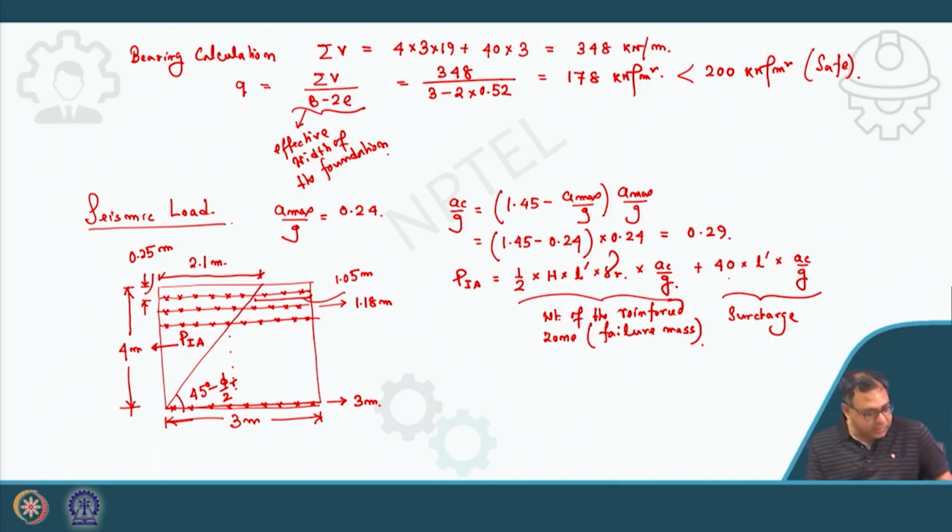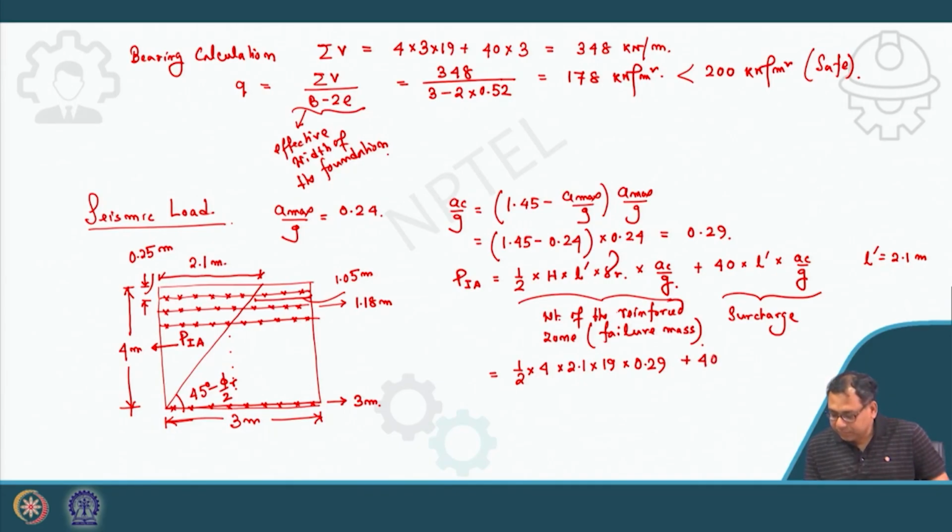Okay, and this is also your weight due to surcharge, that is 40 into L dash. Here L dash is 2.1 meter. The surcharge also will be considered. So now the final load will be half into H, which is 4, into 2.1 into 19 into 0.29, plus 40 into 2.1 into 0.29.